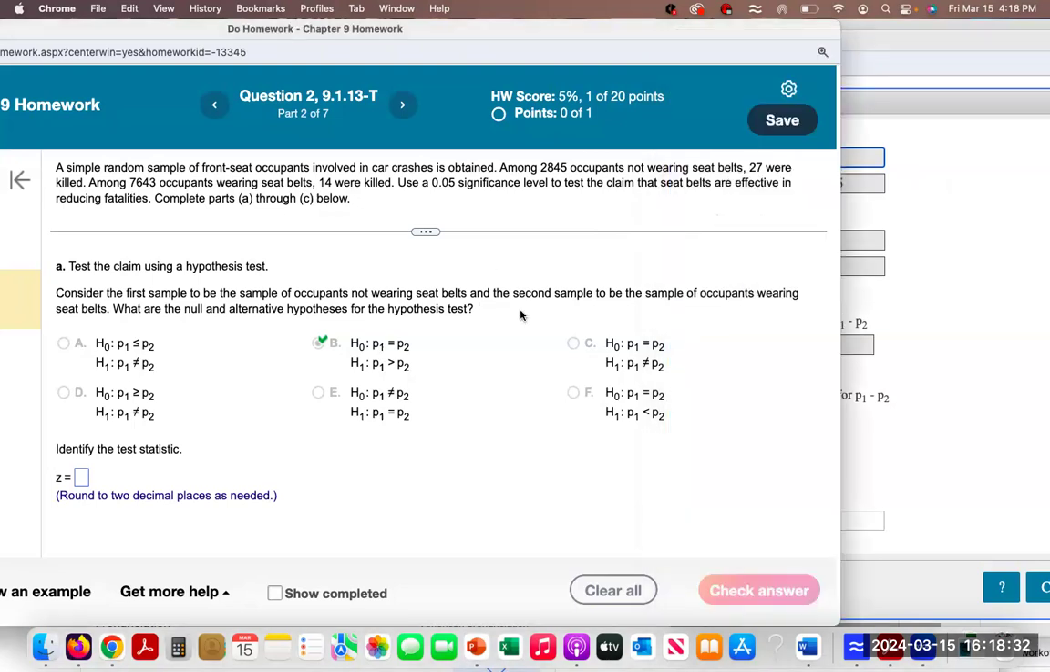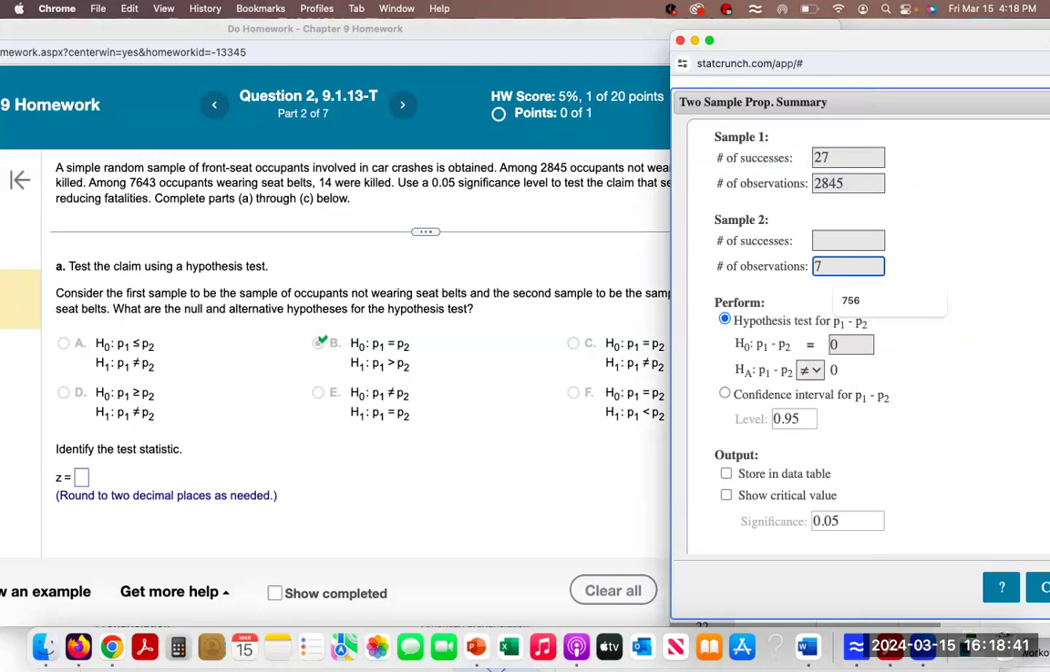And sample two is people wearing seatbelts. So among 7,643, 14 were killed.